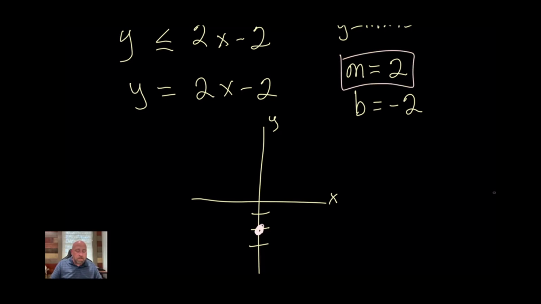Now we would just do our slope. What is our slope? We have to count up and over.